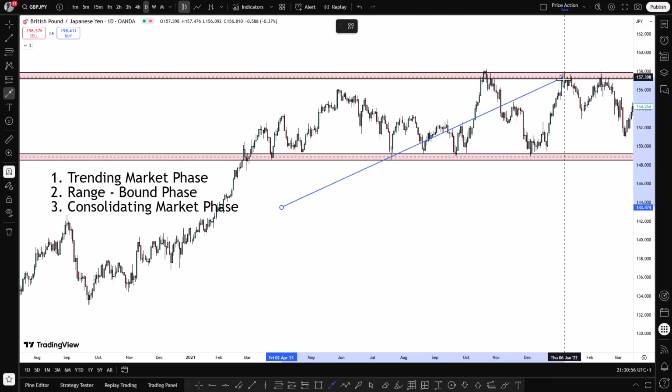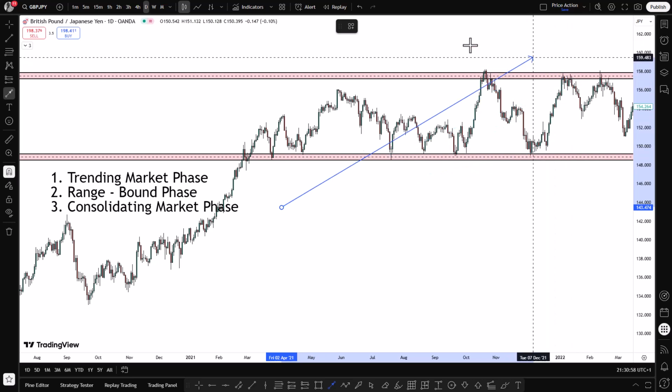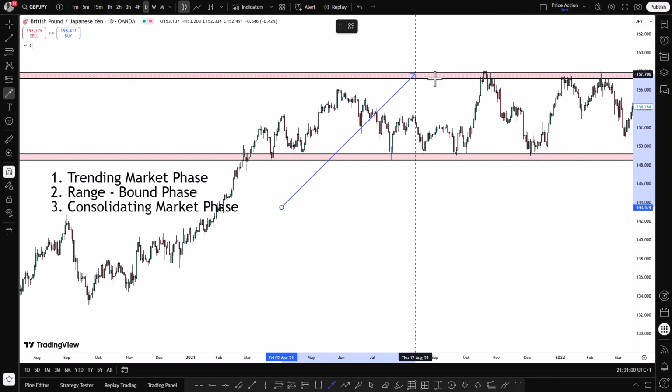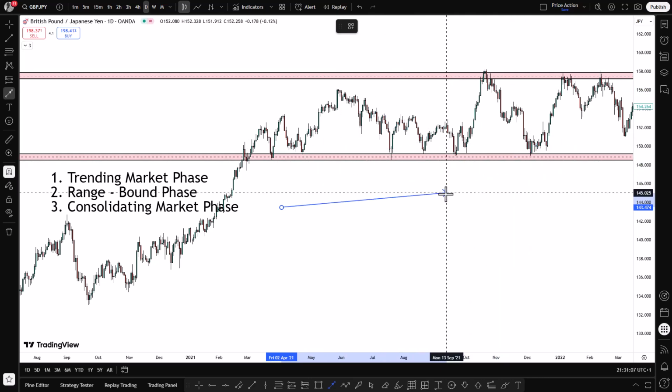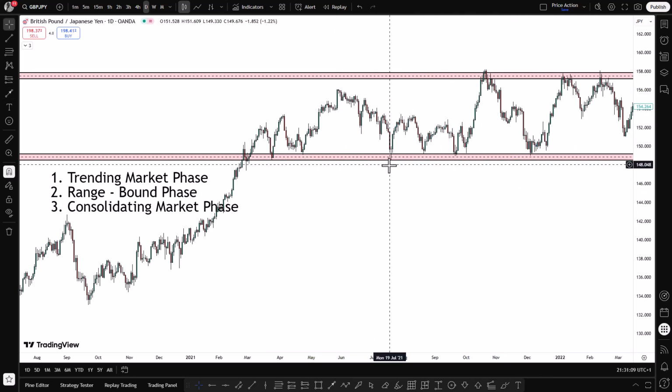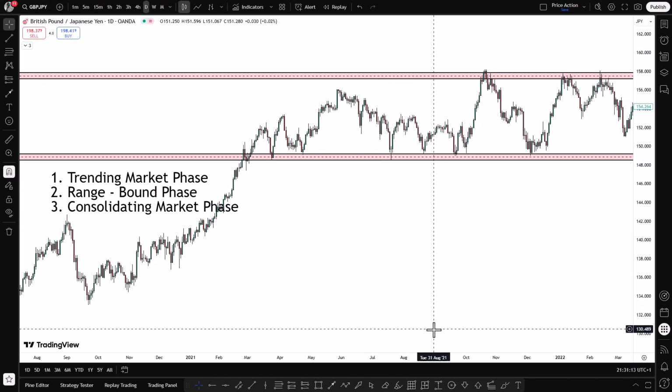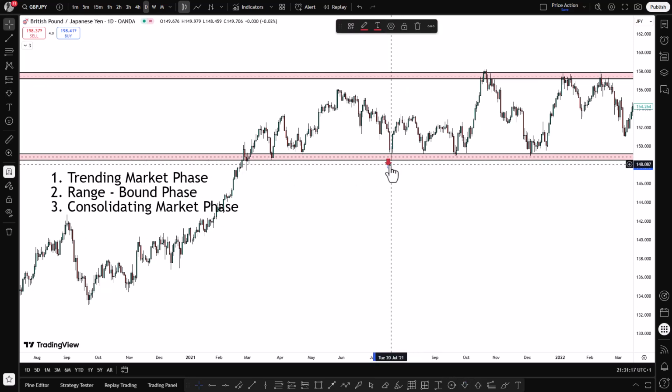It was finding it difficult to break above the resistance area here, this barrier here, and it was finding it extremely difficult to break below this support barrier. Okay, so how do we trade this? Well, one of the very good ways to trade it is to use it as support and resistance areas.